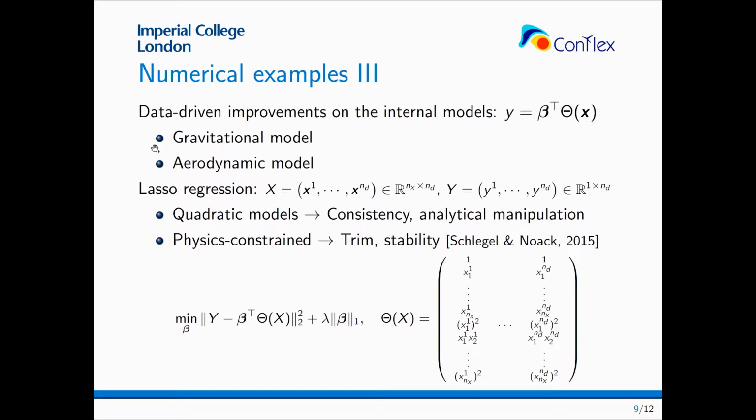Also, this approach can be slightly modified to include some constraints on the physics. So for example, we can impose the trim conditions on our data-driven models, and also ensure that the models that we obtain a posteriori are stable. That can be done, for example, by constraining the quadratic terms to be energy preserving, and then checking some conditions a posteriori, so we can ensure that the dynamical system that we obtain is globally bounded.